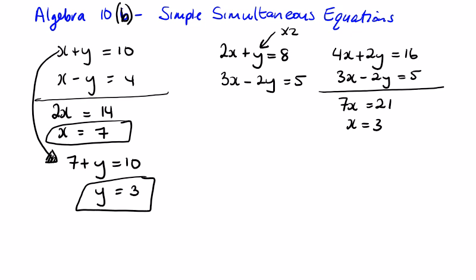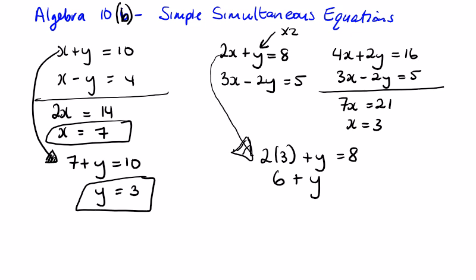So we have to put it back into one of the equations. I'm going to put it in here. 2x, 2 times 3 plus y is equal to 8. 6 plus y is equal to 8. So y is equal to 2.